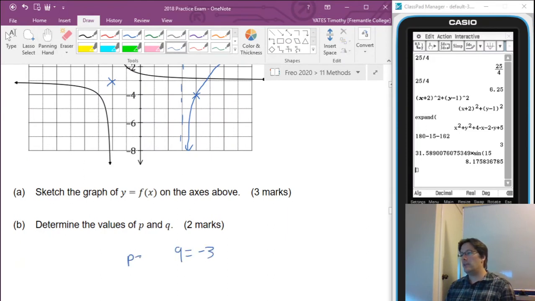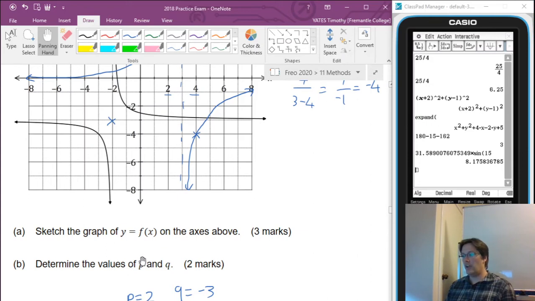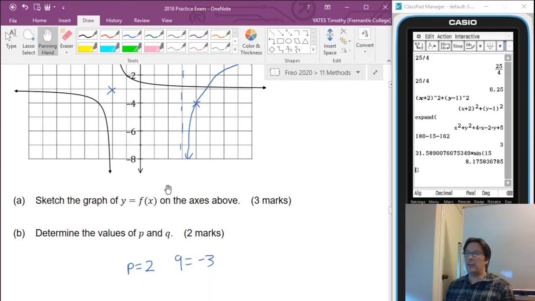Left by 2 means that P is 2, because when we add 2, we move to the left. If we were subtracting 2, we'd be moving to the right. So yeah, that's pretty easy.